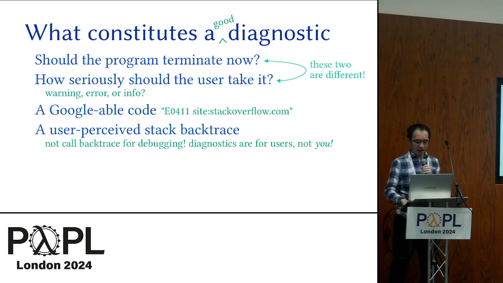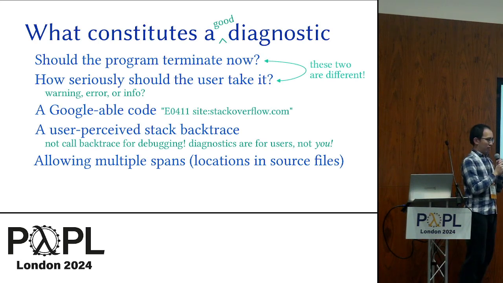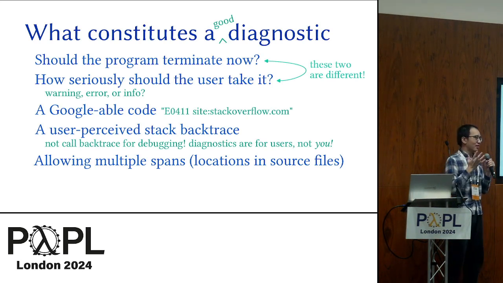Yeah. Okay. And the final thing is to allow multiple spans. By a span, I mean a part of the source code. Why does it matter? There are just so many instances.